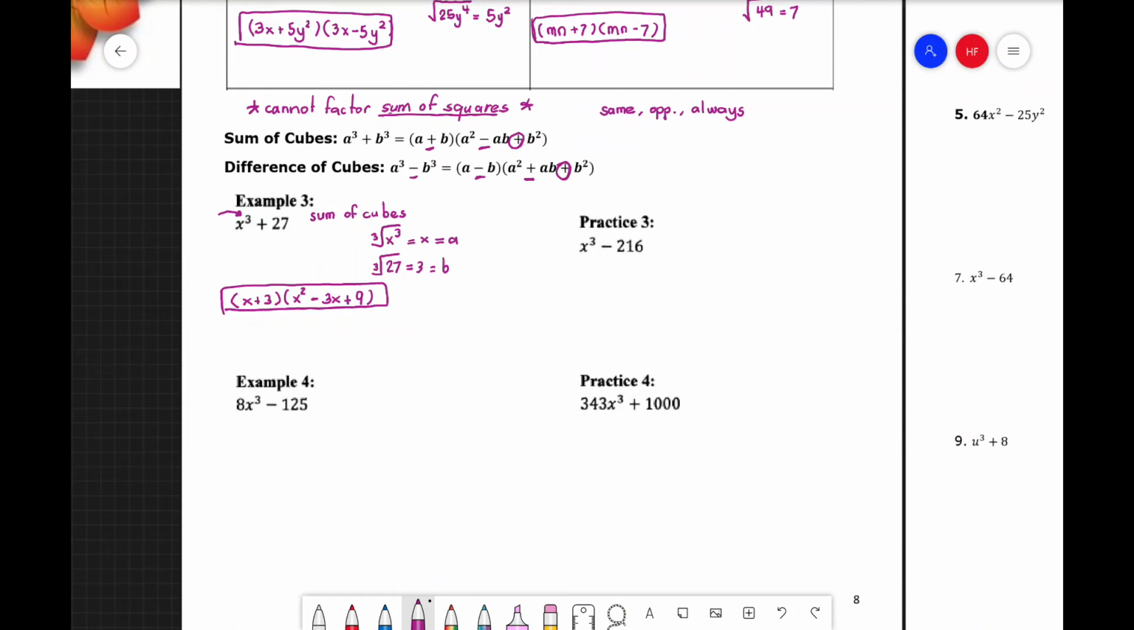On a problem that said factor completely, be aware that you would have to check, can I factor this further? On the problem we're doing right now, we're just finding the factors given the formulas, so it's okay to stop there.